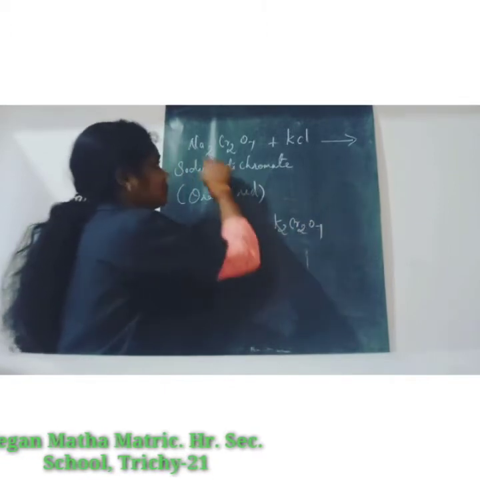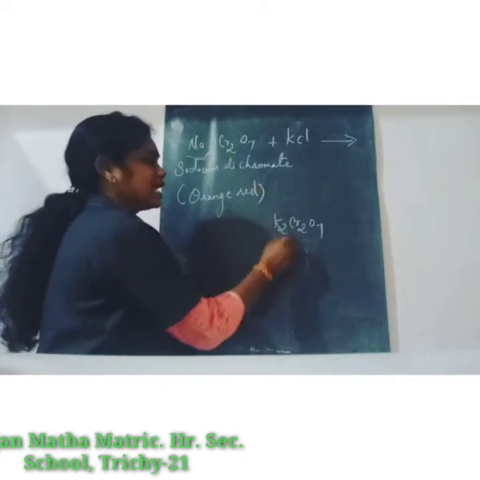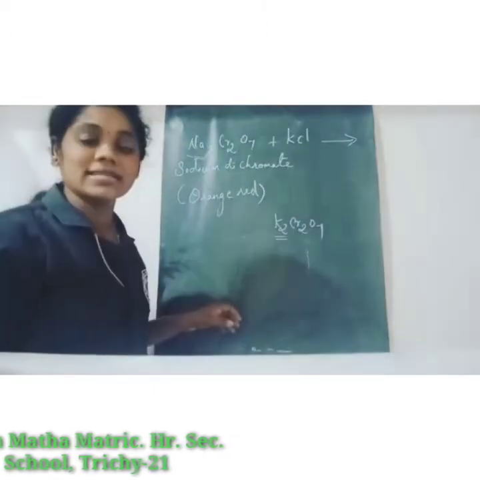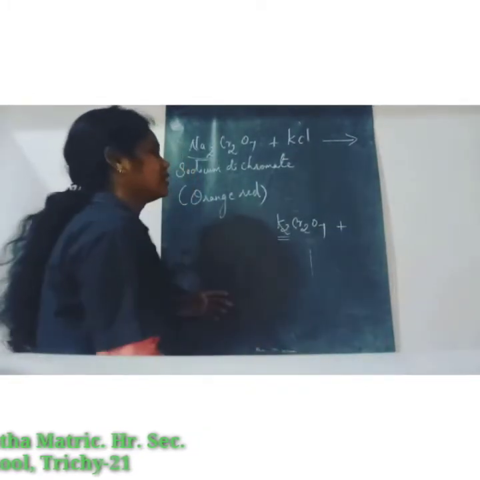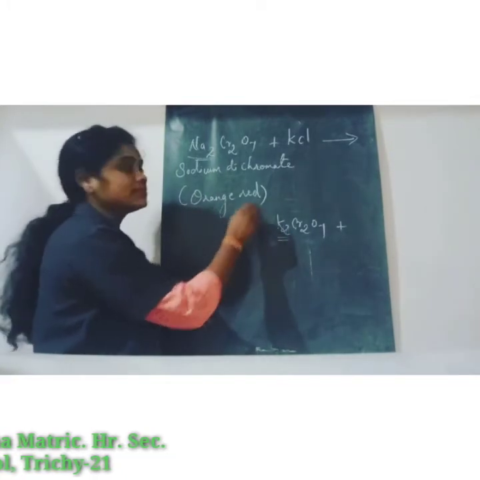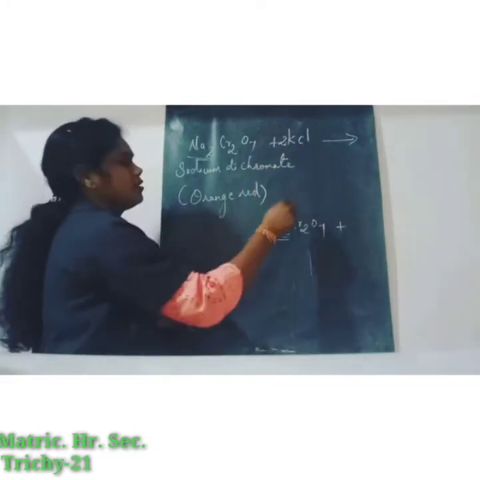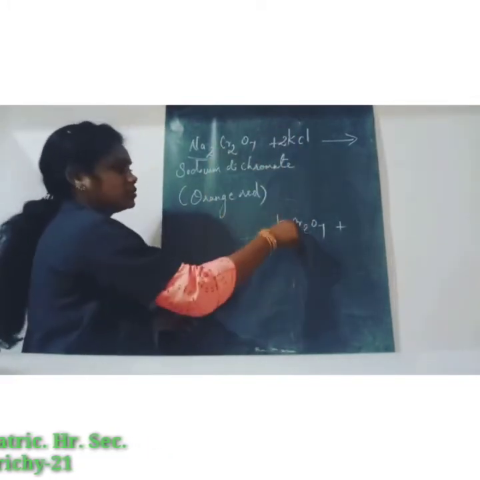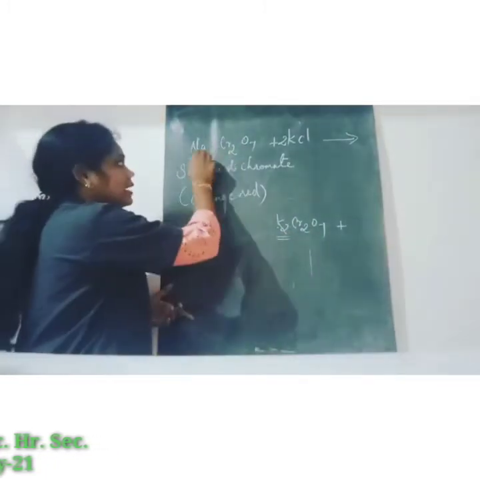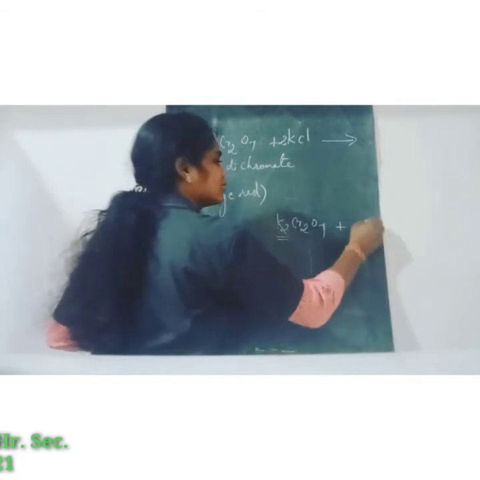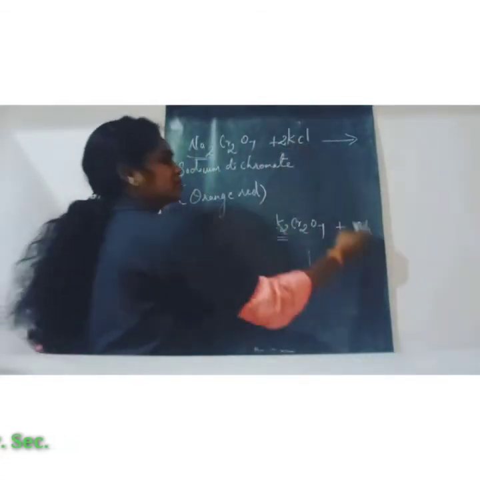The formula for potassium dichromate is K2Cr2O7. Sodium dichromate has Na2; potassium dichromate has the symbol K, so K2Cr2O7. Plus what is remaining? Here K is 2 times, Cr also 2 times and O7 also. So what is remaining? Na 2 times is present and chlorine 2 times is present.